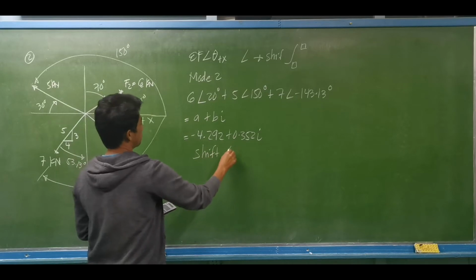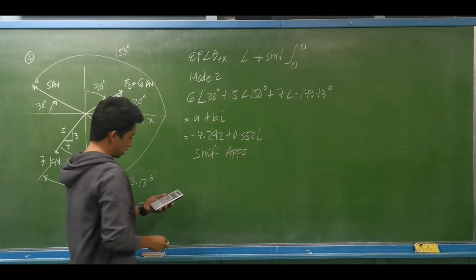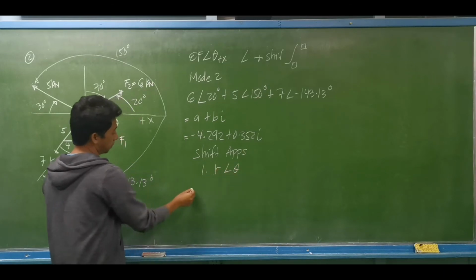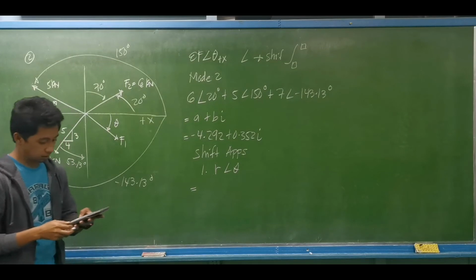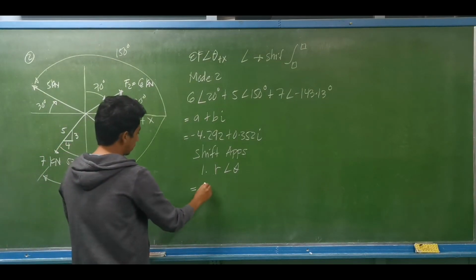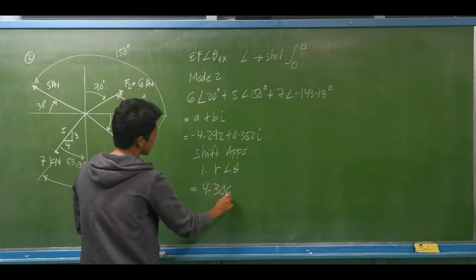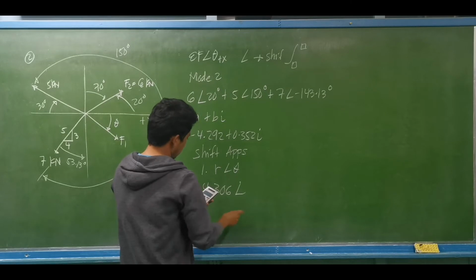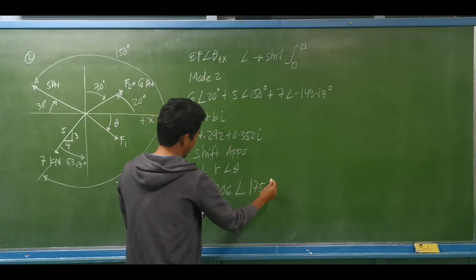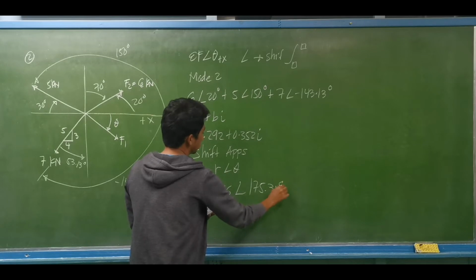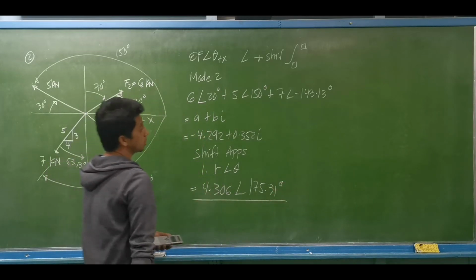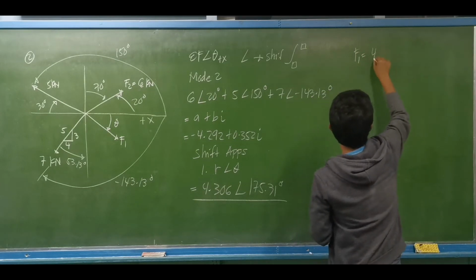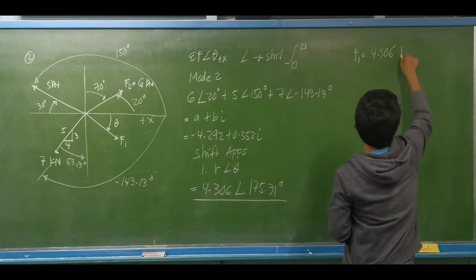How do we do this? Shift, then number 1. Number 1 corresponds to R angle theta, or the polar form. Then press equals. We have the value of 4.306 and its corresponding angle is 175.31 degrees. This 4.306 already is our F1, 4.306 kilonewtons.